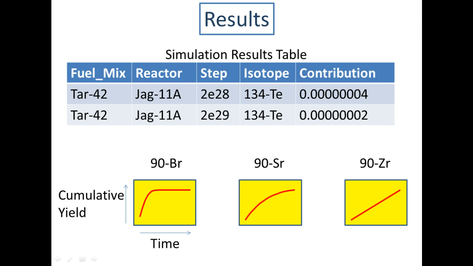Strontium has a half-life of 30 years, so its history is still curving when the reactor is stopped. This affects its daughter products as well. The curve for stable 90 zirconium is not quite straight.